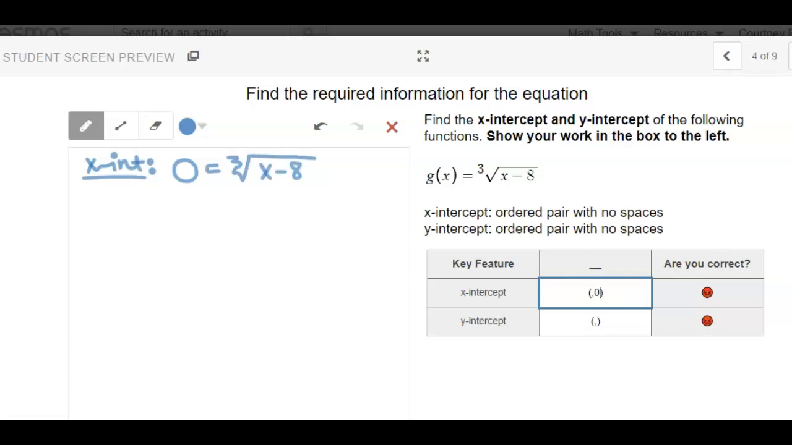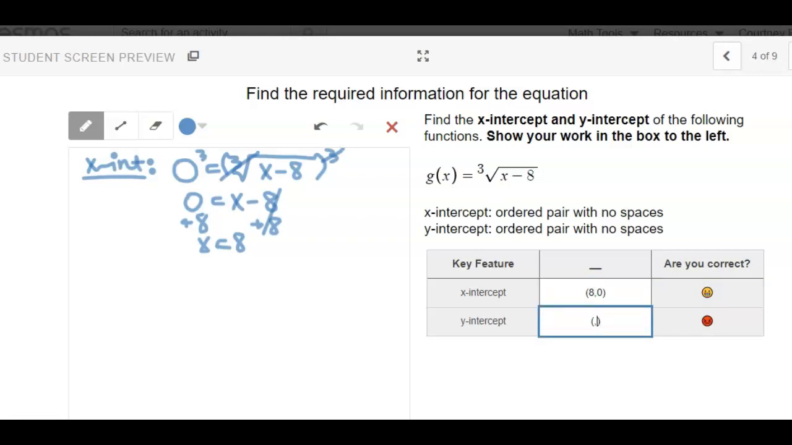Well, we remember that the opposite of cube rooting is to cube. And so I'm going to take both sides and I'm going to cube both sides. Because what I do to one side, I do to the other. So 0 cubed is just 0. And if I cube a cube root, well, I no longer have the cube root. I just have x minus 8. I bet you could finish solving for x. If I do inverse operations to both sides, I end up with an x value of 8. So I would go back to my keyboard and I would type in 8 for my x value in my x-intercept. And look at that, we're correct.